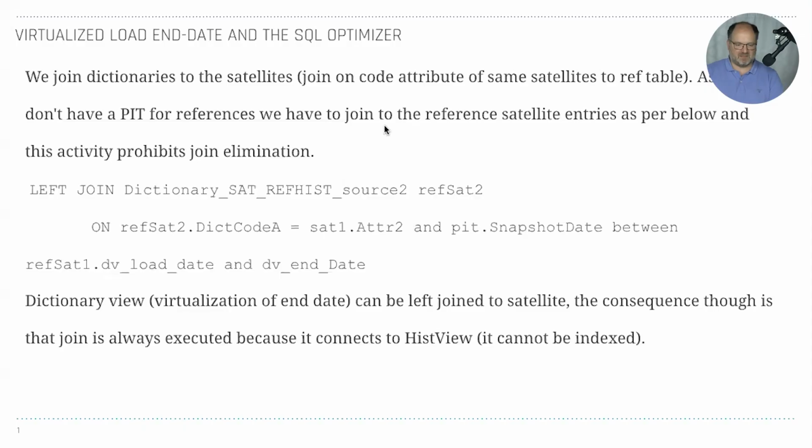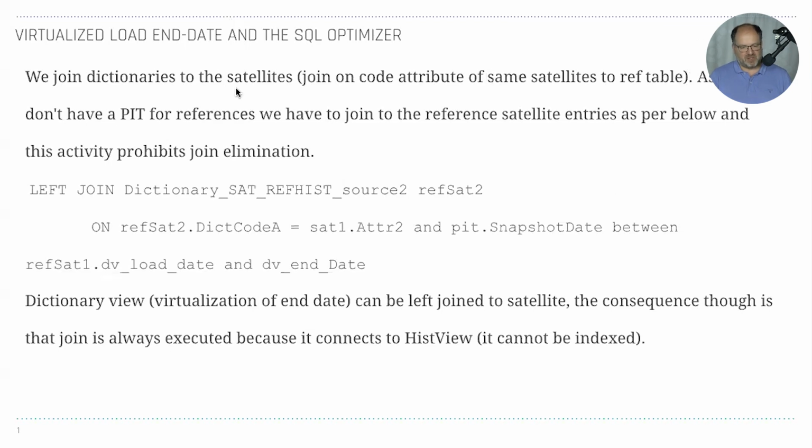Okay, so let's take a look at today's question. And that is an extension to last week's question. So it's from the same person in the same batch, essentially. This is about a virtualized load end date and the SQL optimizer again. We had a discussion last week on join elimination in SQL Server, so check out the recording on your favorite video platform. And this one here is in the same context, at least.